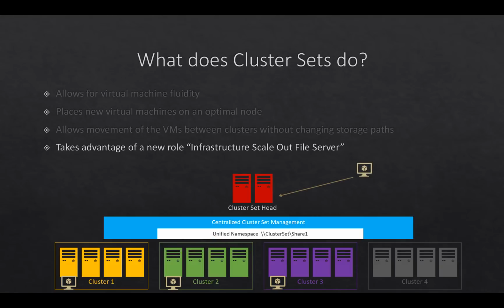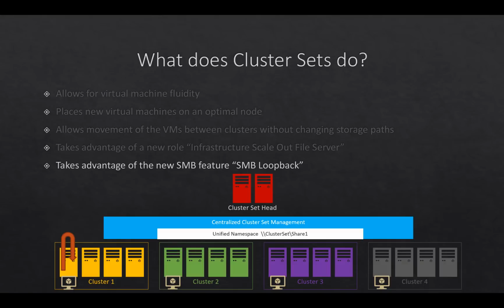When we create cluster sets, there's an additional new role that came out with Windows 2019: the infrastructure scale out file server. It has the same role as what a normal scale out file server does. So it has the distributed name, but with an infrastructure scale out file server, it will actually create the shares for you automatically. And I'll show you that.